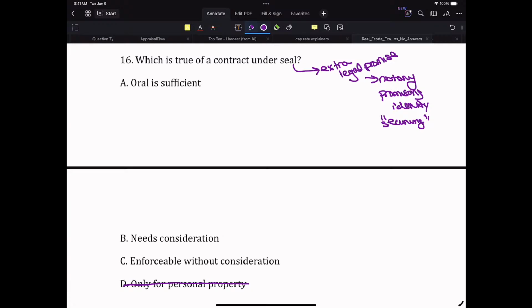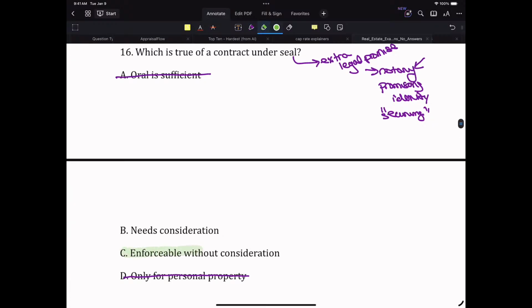And I know, just from what I know about notaries, you got to put stuff in writing. So now I'm down between it needs consideration or it's enforceable without consideration. Now, a contract under seal, I'm going to guess this one. I'm going to guess that the seal is securing consideration, but that's just my guess.